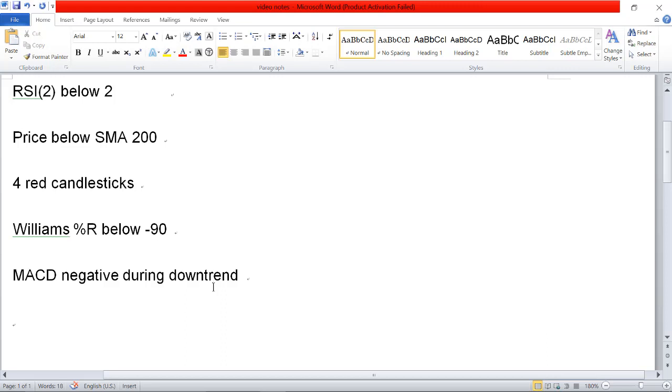So if MACD is up, the stock's momentum is up. If it's down, the stock's momentum is down. The only problem with this is it's a theory. People have not backtested it. When you backtest it, you find it's not really true. It's not true at all.